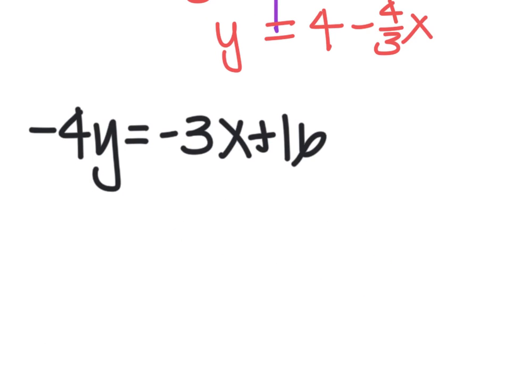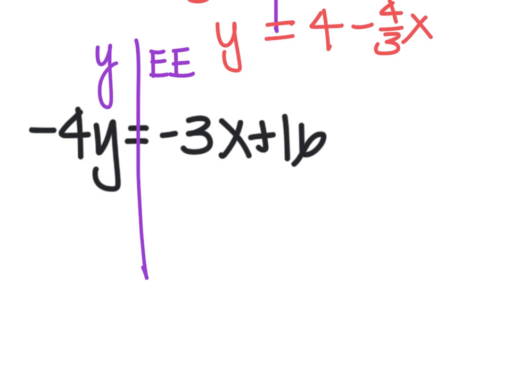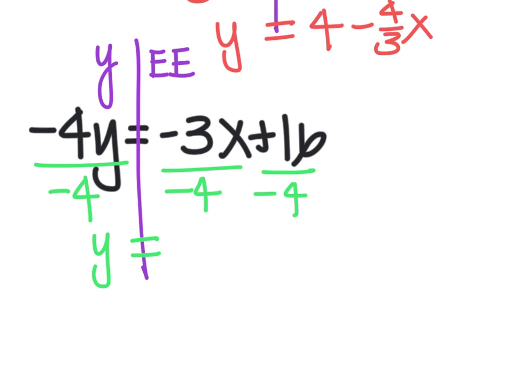So now I have to solve my second equation for y. So I'm going to draw my line, label my sides. Y is on one side, everything else on the other. I don't have to do quite as much work here because the only thing keeping y from being alone is that -4. To get rid of it, I divide everything by negative 4. So I get y equals a negative negative gives us a positive 3 over 4 x. And 16 divided by negative 4 is negative 4.